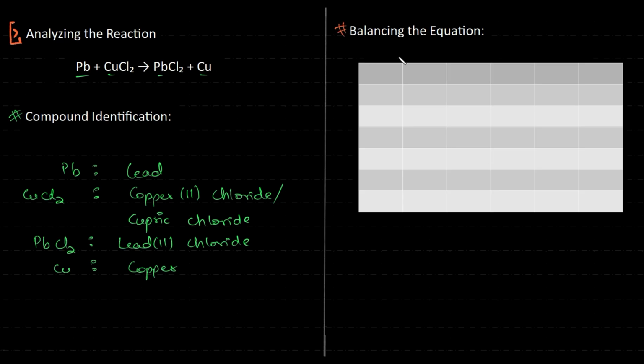Is it balanced? Generally, they look to be balanced. Let's see. You have lead, then you have cupric chloride. Just a second, let me write. Then you have lead chloride and copper. So we have lead, copper, and chlorine. So we have 1, none, none on one side, and 1, 1, 2 on the other, then 1, none, 2 and none, 1, and none. So this is balanced.